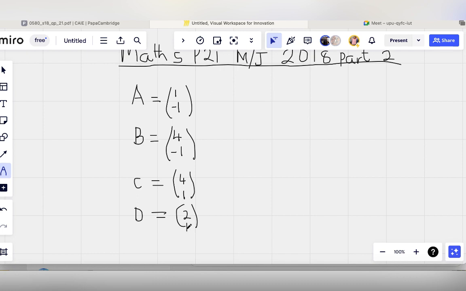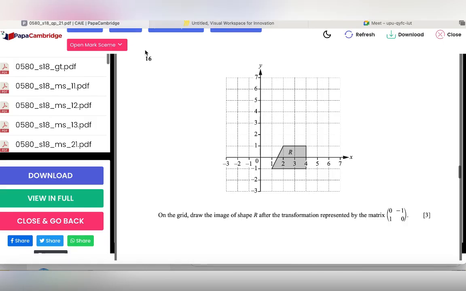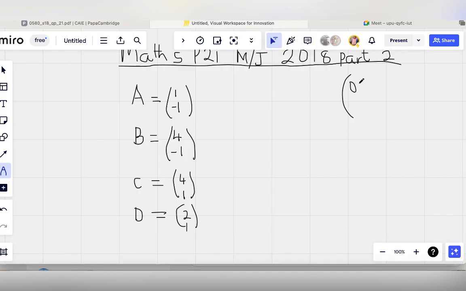Now, let's take a look at the matrix that was given to us again. The matrix is 0, negative 1, 1, 0. This matrix means that we should rotate 90 degrees anti-clockwise. 0, negative 1, 1, 0 means rotate 90 degrees anti-clockwise.